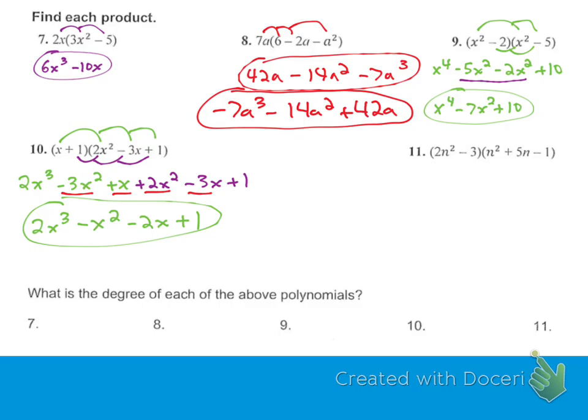It is right below there. Then after you get done with 11, give the degree of 7, 8, 9, 10, and 11 right here. You're giving the degree in those blanks.